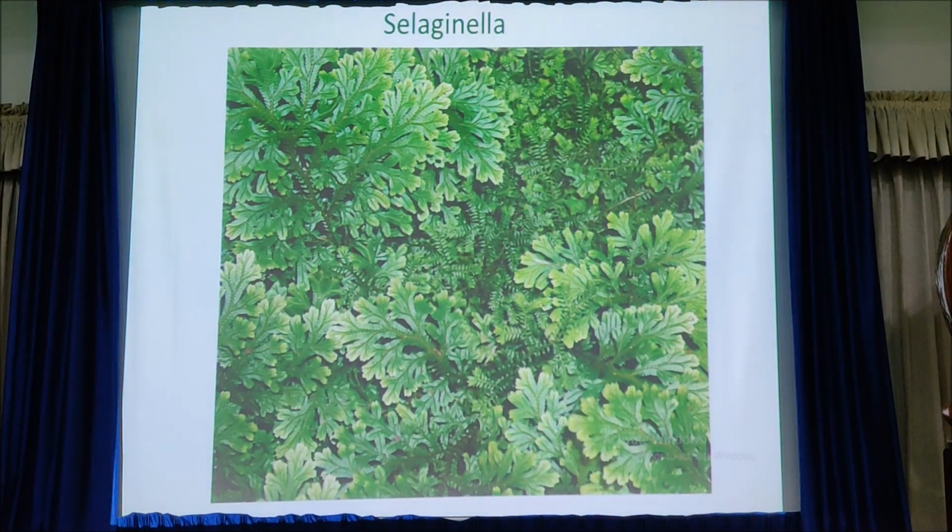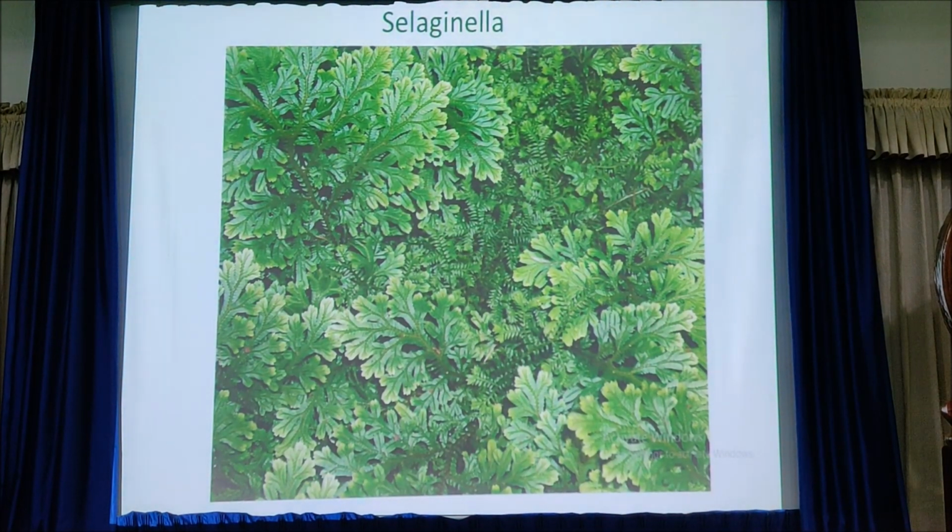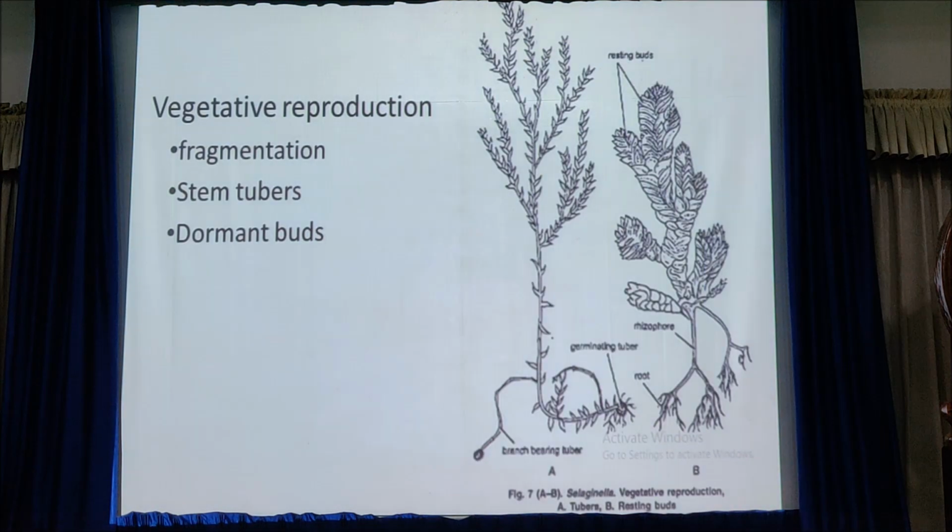Dear students, today our topic is regarding the life cycle of Selaginella. In Selaginella, the plant body is a sporophyte and it is differentiated into root, stem and leaf. Regarding the reproduction of Selaginella, there are two types of reproduction: vegetative reproduction and reproduction by spores.